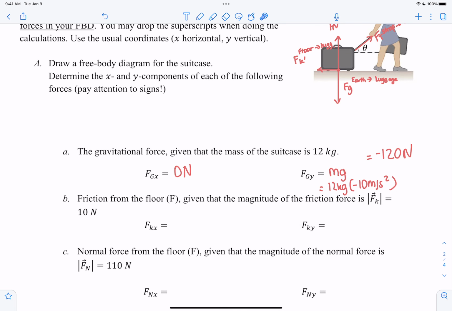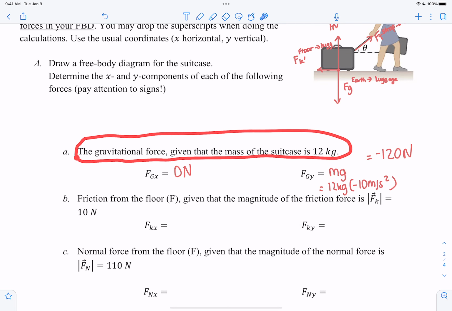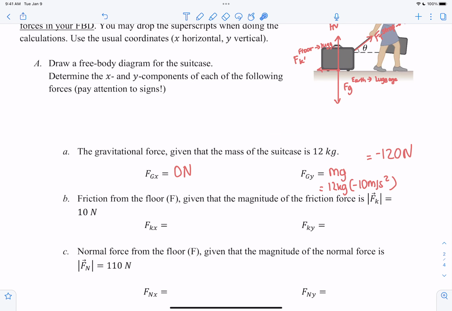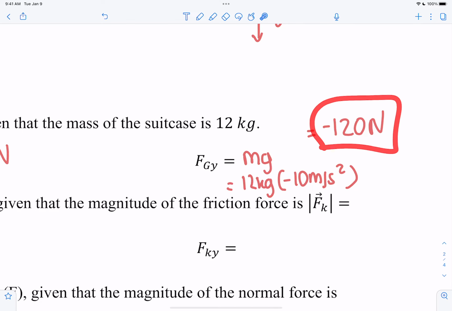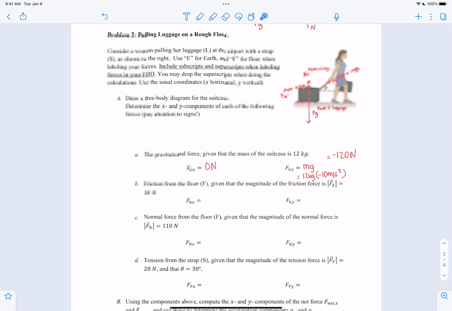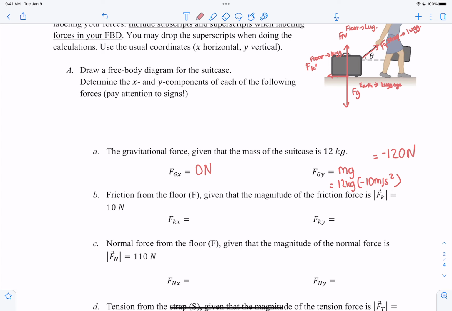And so they didn't ask for magnitude, and that's key, right? Because if they didn't ask for magnitude, we have to indicate the direction here somehow. We can either say, for example, this is 120 newtons pointed directly downwards or in the negative y direction, or the easiest way is to just throw in the negative sign for the acceleration due to gravity, and you'll get your negative 120 newtons. Make sense for part A there?